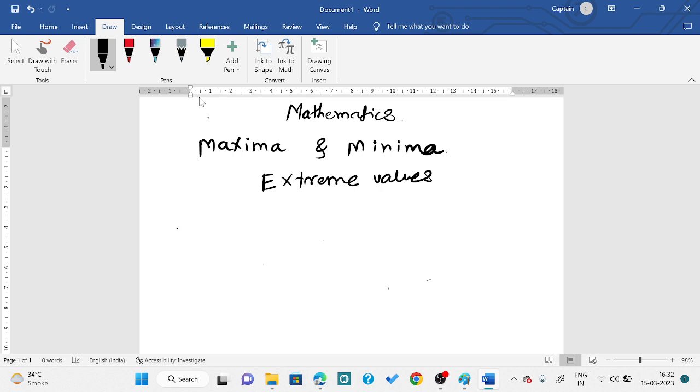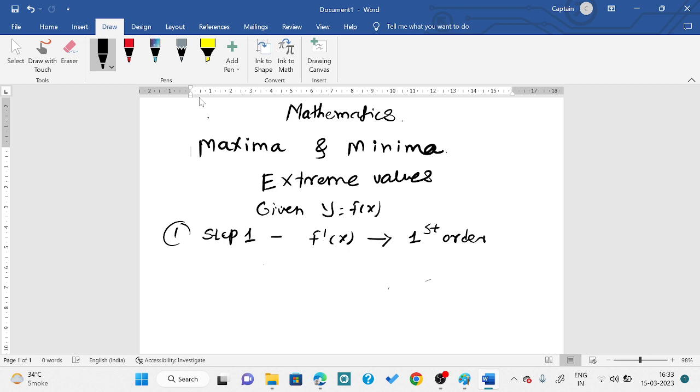So the very first step, whenever a function is provided to you, say y is equal to f of x is given to you, then what should be our step 1? Step 1 is that we first need to calculate f dash of x. F dash of x means the first order derivative. My handwriting is not that good, but you need to understand while I'm speaking that we need to calculate the first order derivative.